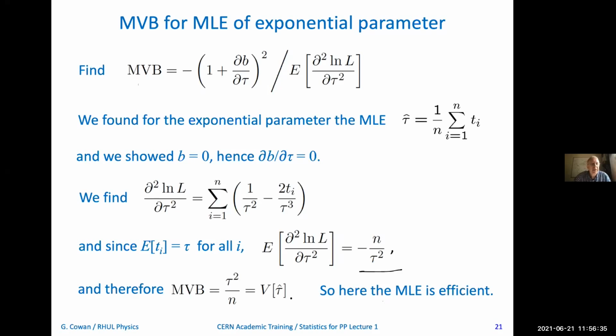All right, and the MVB is then going to be minus 1 over that. So the minimum variance bound is tau squared over n. And that's exactly what we found earlier, 2 slides ago. And so in this particular case, the maximum likelihood estimator is efficient. It's not always true for MLEs, but it is in this particular case.